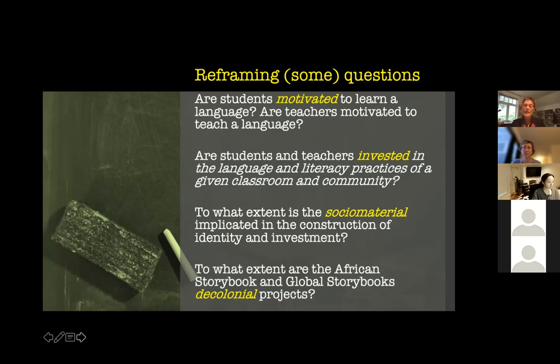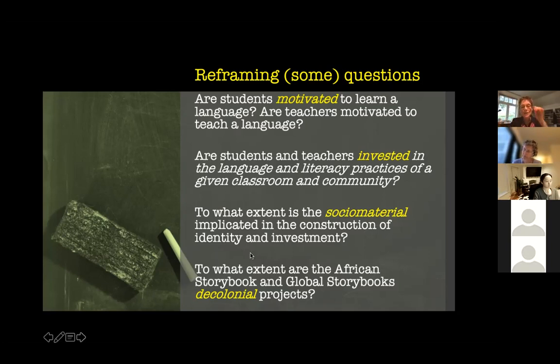We've looked a little bit at the socio-material, how you can put a camera in a person's hand and shift their identity and the relations of power that they navigate in their community. And we've looked at the African Storybook and global storybooks as potentially deep colonial projects, where knowledge travels not from the global north to the global south, but from the global south to the global north.